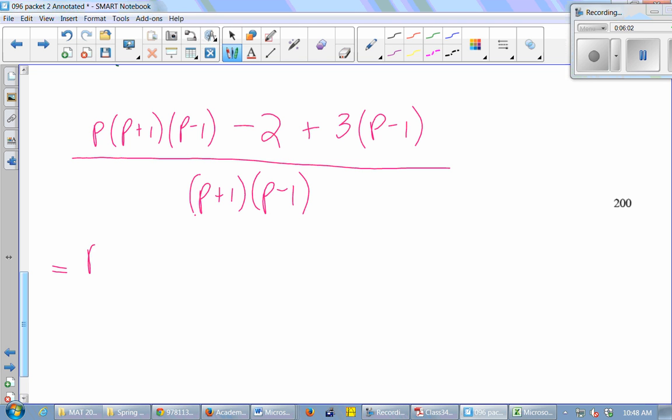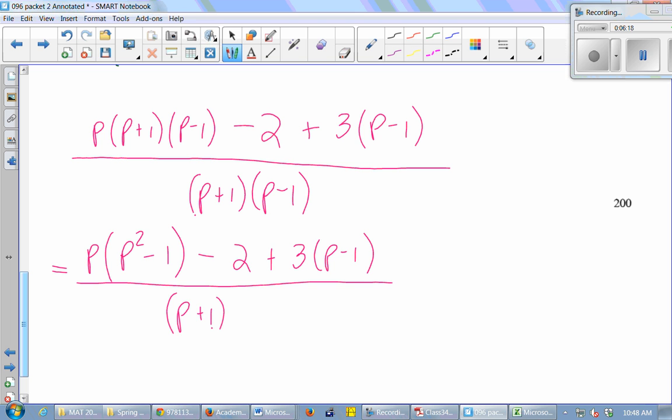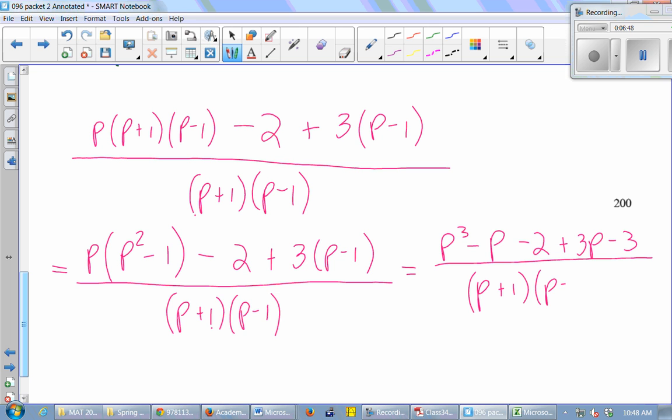So I'm going to copy this p, and I'm going to multiply p plus 1 and p minus 1. p squared minus 1. That's my only step right now. Just one little baby step. All right, one more little baby step. I could distribute that p, and maybe I'll distribute the 3 in the same step. So p times p squared is p cubed. p times 1 is p. Then I have minus 2. And I distribute my 3, and I get plus 3p minus 3, all over p plus 1, p minus 1.